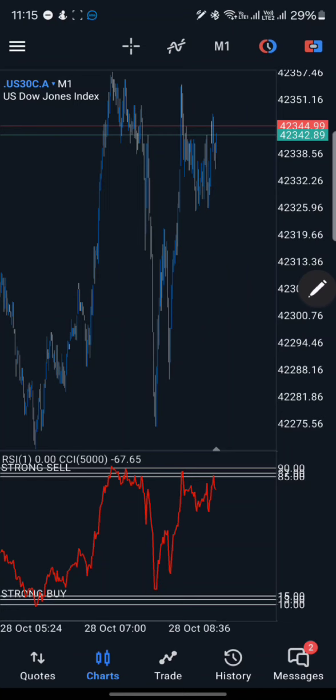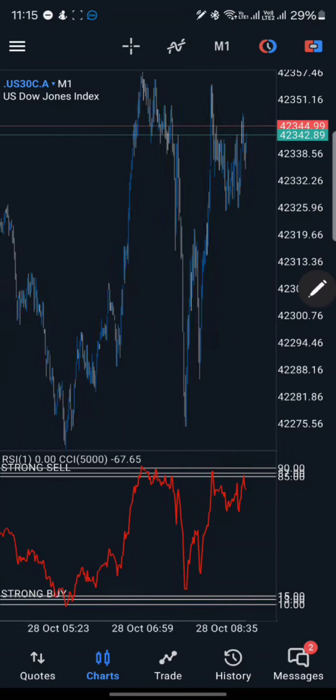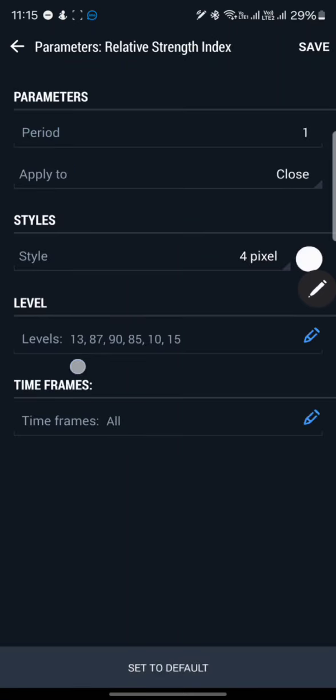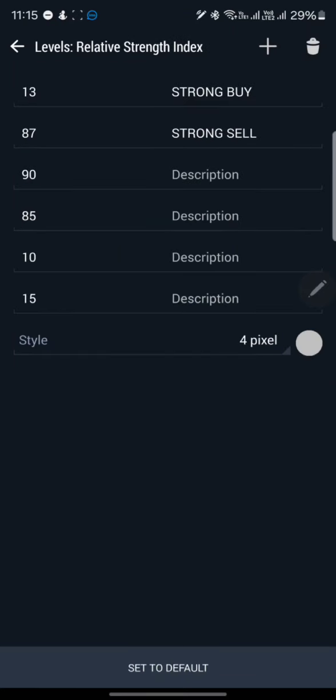So let's get straight into the settings real quickly. So keeping it really simple, your first indicator that you will be loading will be your relative strength index, your RSI. Once you click on that, you can see the period is 1. Apply to close. You can make it any color of your choice, it doesn't really matter. And in the levels, these are your levels that you're going to load. So we have level 13, 87, 90, 85, 10 and 15. The 13 will be your strong buy and the 87 will be your strong sell. Again, any color of your choice.